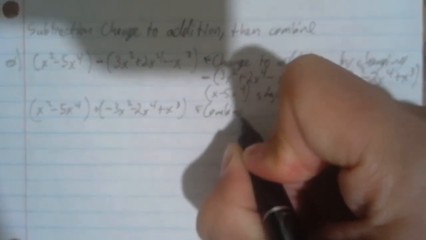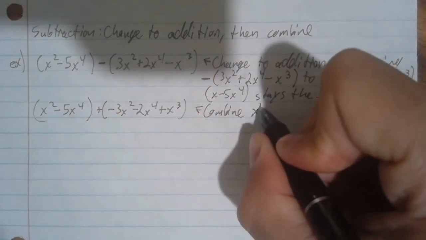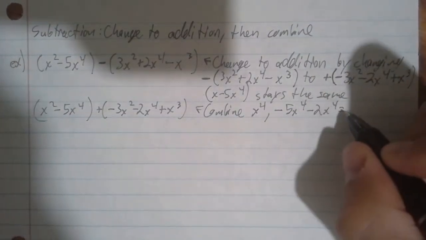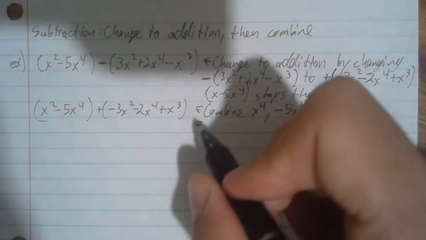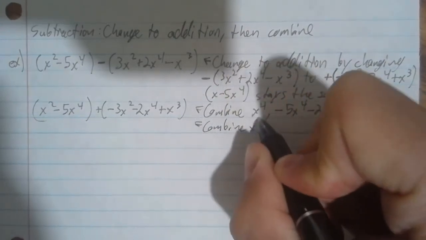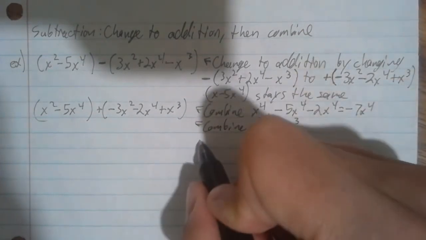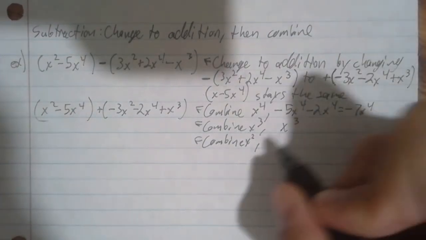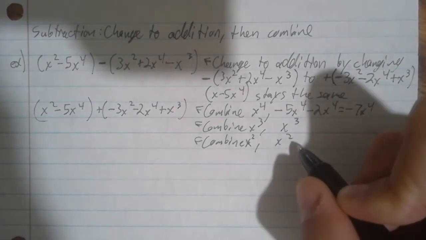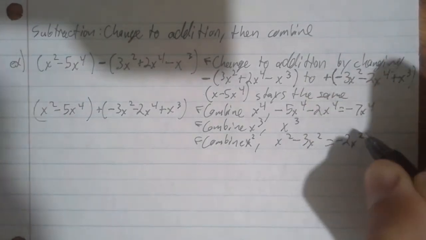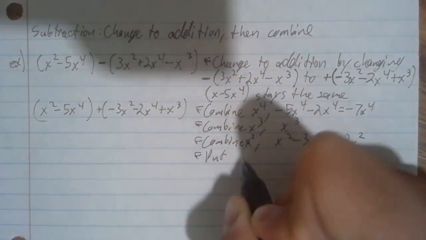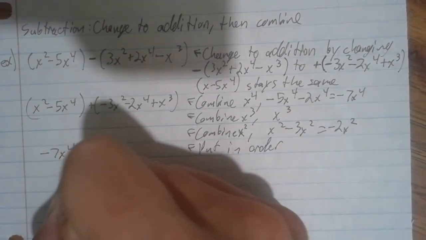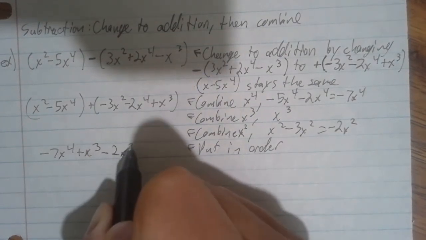So we combine our biggest variable, that'd be x to the fourth. So that would be negative 5x to the fourth minus 2x to the fourth, which is negative 7x to the fourth. Our next biggest variable is x to the third. And we just have an x to the third. And then we combine our x squareds, which is x squared minus 3x squared to give us a negative 2x squared. And then we put in order, which is negative 7x to the fourth plus x to the third minus 2x squared.